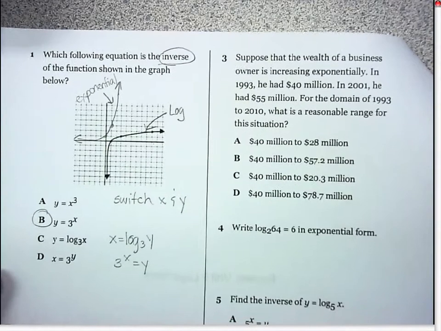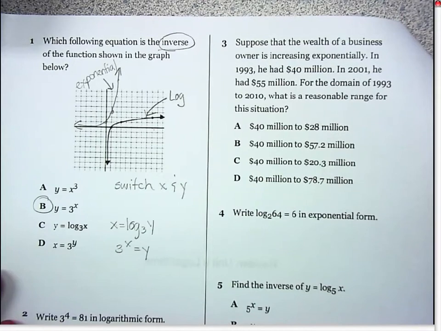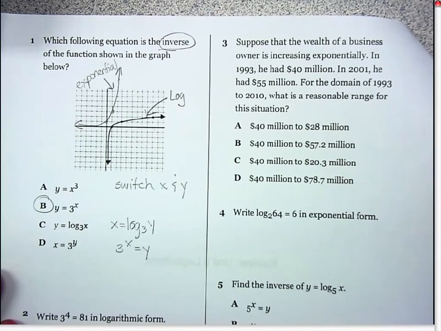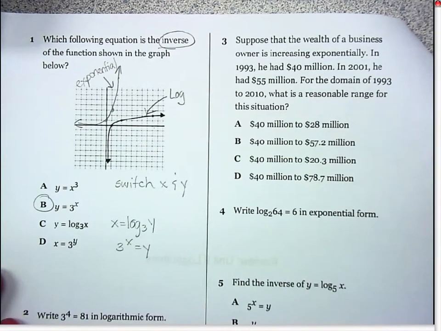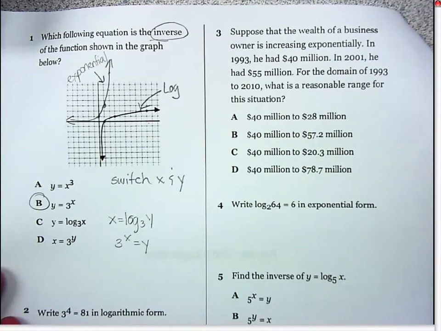Okay, then number 3. Suppose that the wealth of a business owner is increasing exponentially. In 1993, he had 40 million. In 2001, he had 55 million. Find the domain of 1993 to 2010, and what is a reasonable range for the situation? I picked D. Why? Because I just kind of figured like 55 minus 40 is like 15. I don't remember what I did really. Just kind of looked right. Because it's just growing, we know that. So it's not going to be the 28, the 20.3. And in 9 more years, you wouldn't have got only $2.3 million.